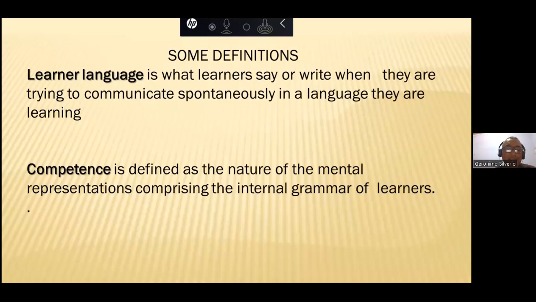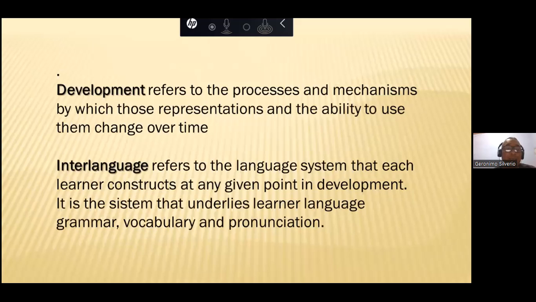Competence is defined as the nature of the mental representation comprising the internal grammar of learners. Development refers to the process and mechanisms by which those representations change over time. Interlanguage refers to the language system that each learner constructs at any given point in development.